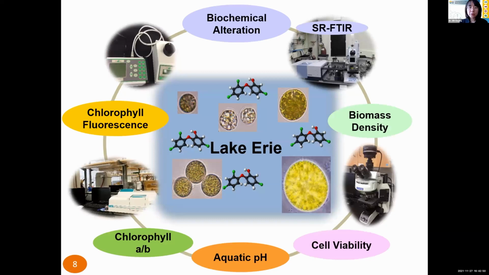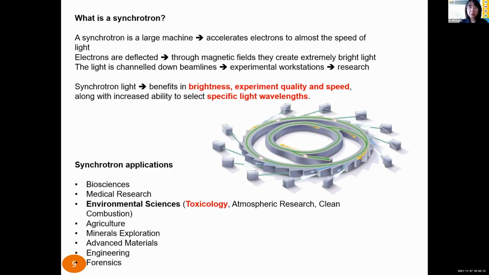So what is a synchrotron? I just want to give you a brief introduction. Its size is as large as a football field. It can accelerate electrons to almost the speed of light. So you can see the light speed is very fast. And moreover, it has very high purity, because it has a very high vacuum, and it has very high brightness. That means it can get a much higher resolution and a higher signal-to-noise ratio to make the results accurate.